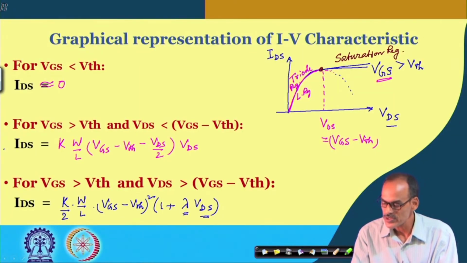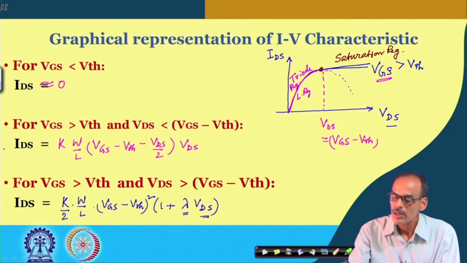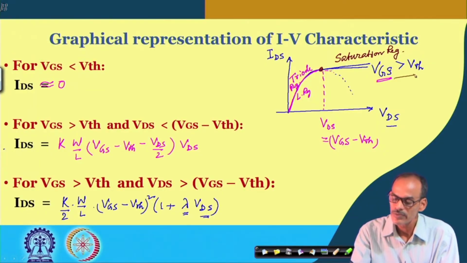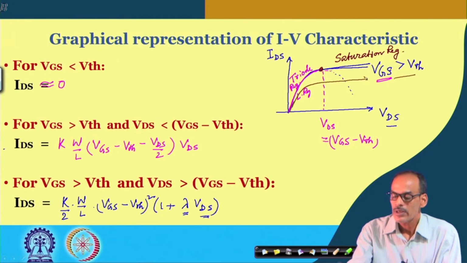Now, if I change this Vgs to some other value, of course, this point will be changing. So, if I decrease this Vgs, but still maintaining it higher than Vth, we may get lower current, and the corresponding current profile will be like this, and so on.